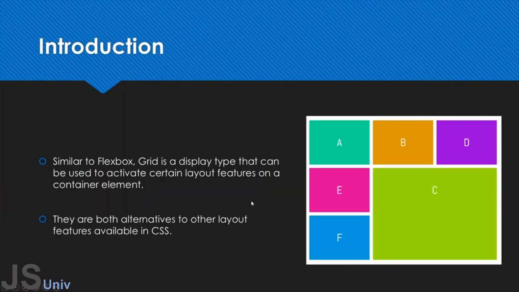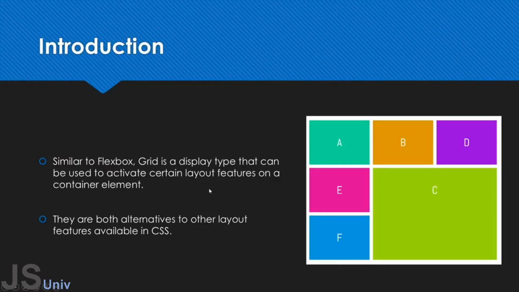So before we get started, I'm going to give a little introduction to grid and what it actually is. Similar to Flexbox, grid is a display type that's going to allow us to work with our layout and our CSS in a different way. So again, they are both complete alternatives to some of the other layout features that were used in the older times and in other versions of CSS. So what we're going to be doing, again, in this section, is going through and looking at the different types and what we do with grid and how it actually all fits together.